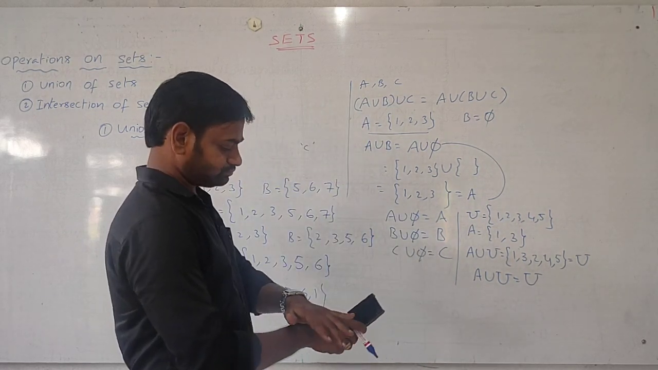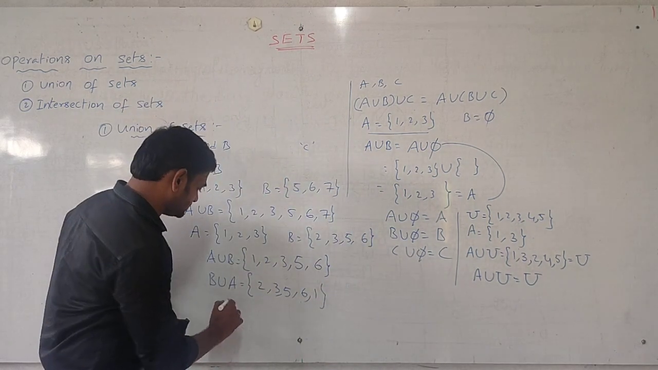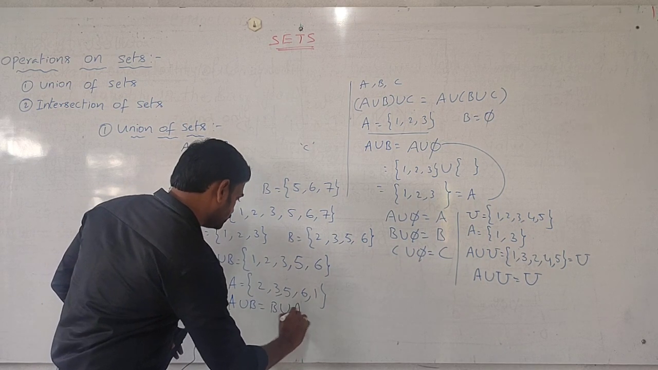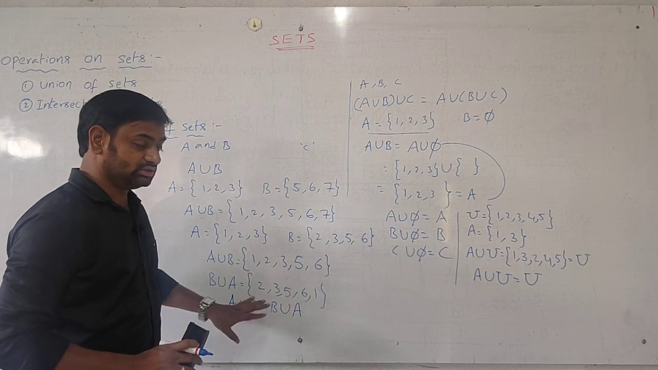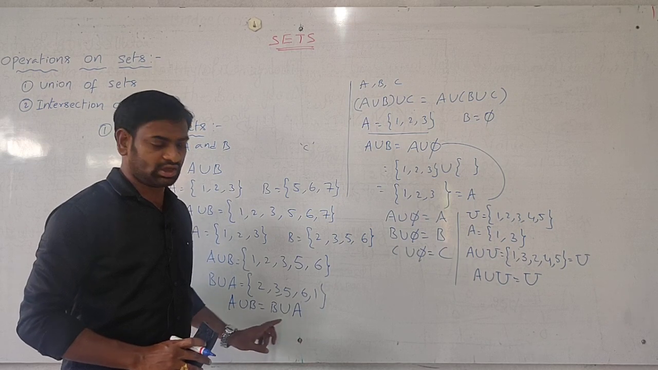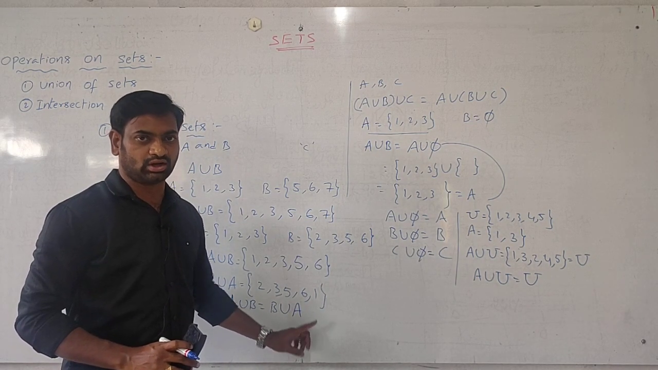So here, A union B is equal to B union A. It is clear. This is called commutative law. A union B is equal to B union A. It is called commutative law.